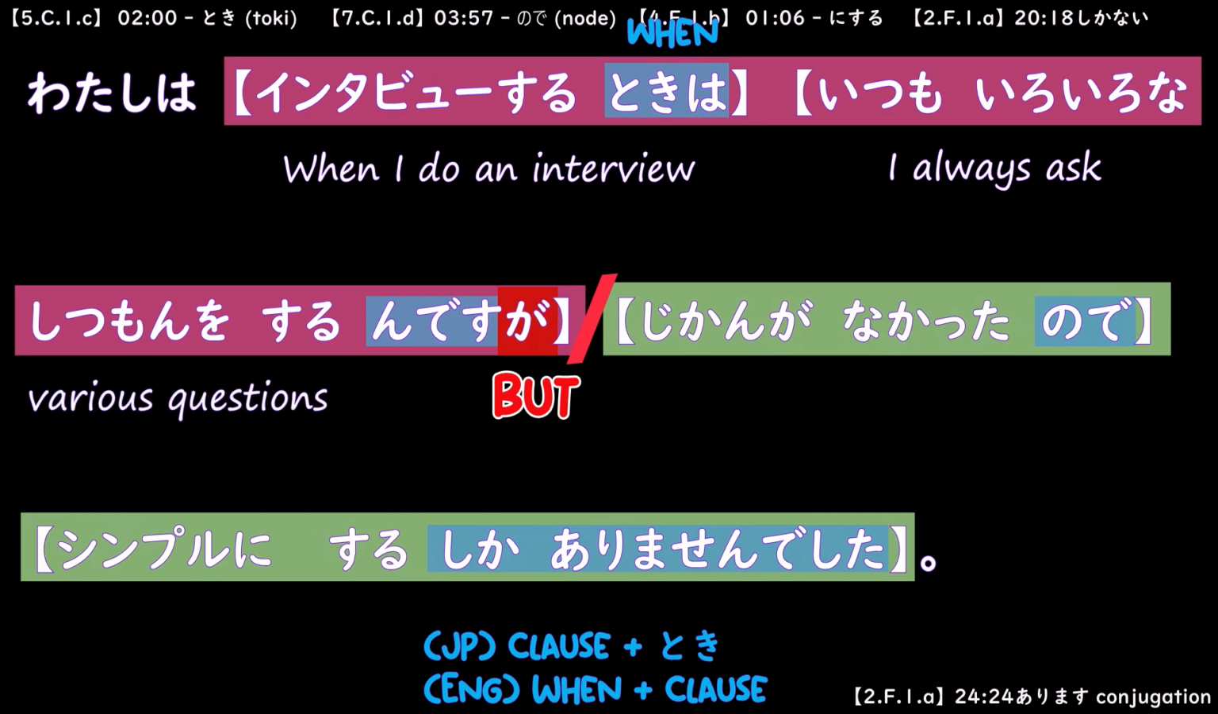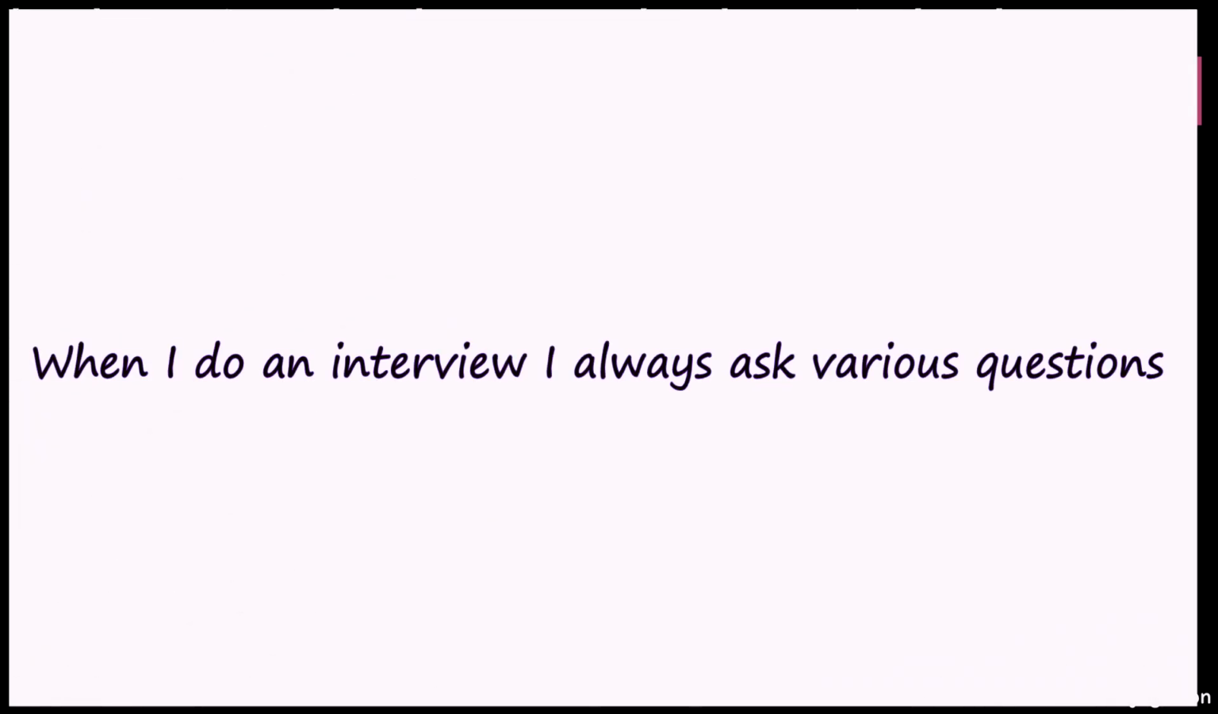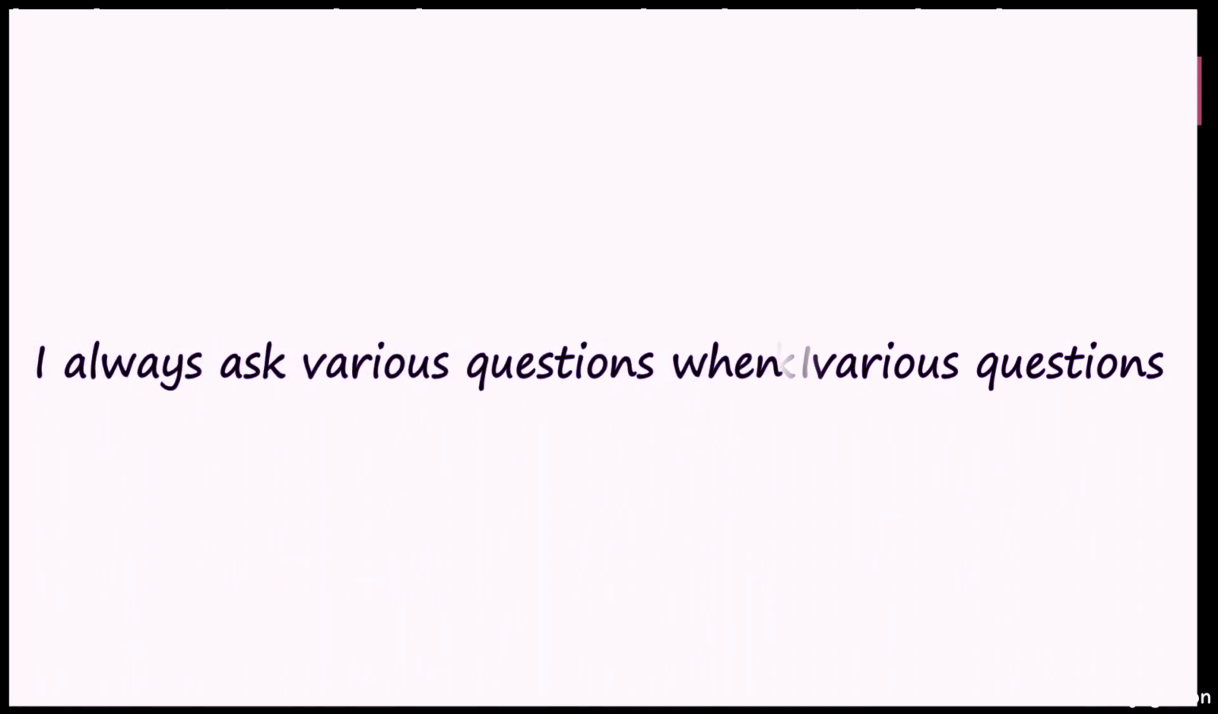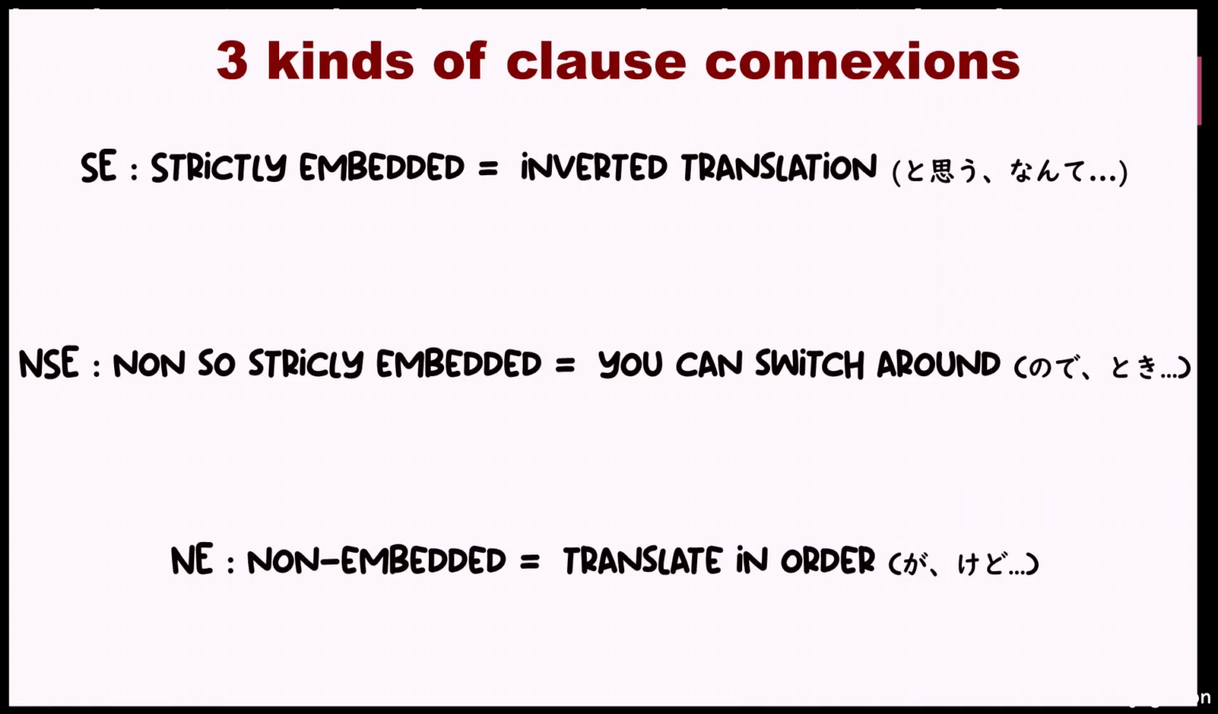Know that in Japanese you can use the verb suru with many nouns. So you don't even need to use the verb to ask. Suru is enough. And of course, here you can invert the clauses in your translations. You can say, when I do an interview, I always ask various questions, or I always ask various questions when I do an interview.